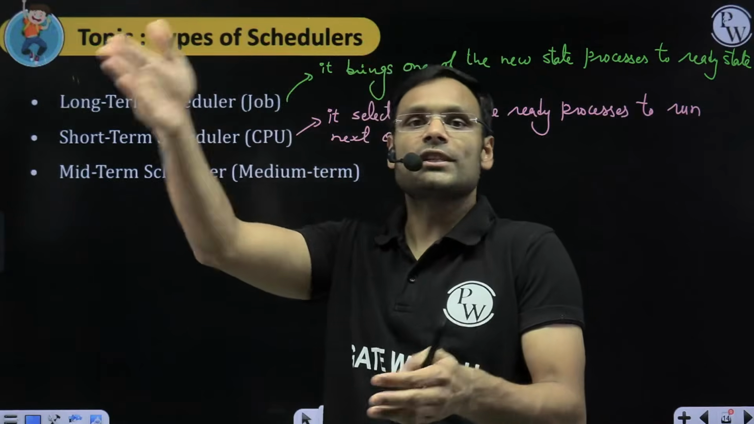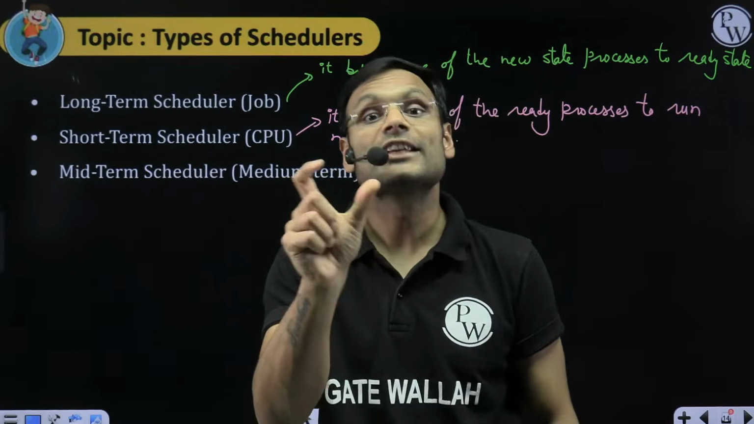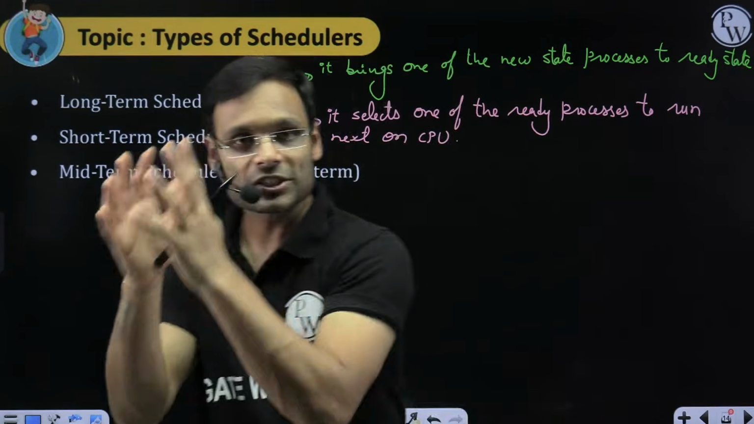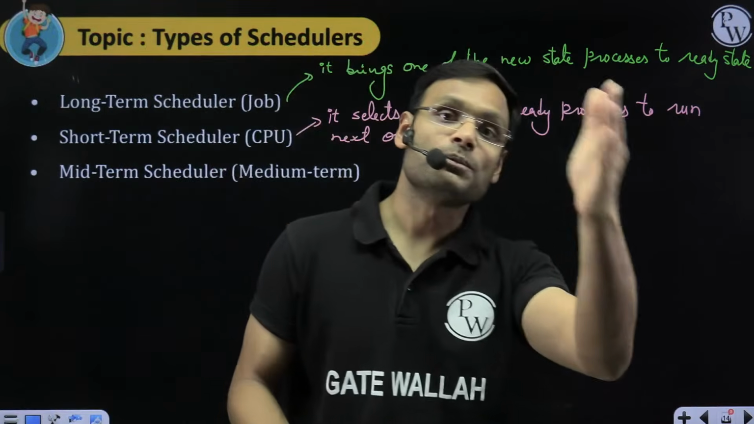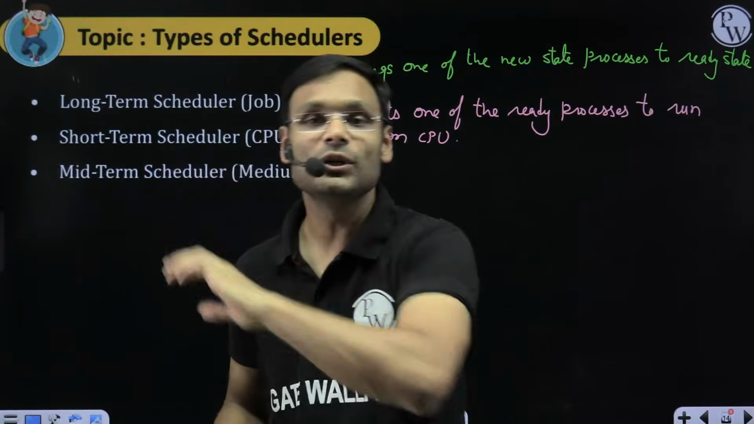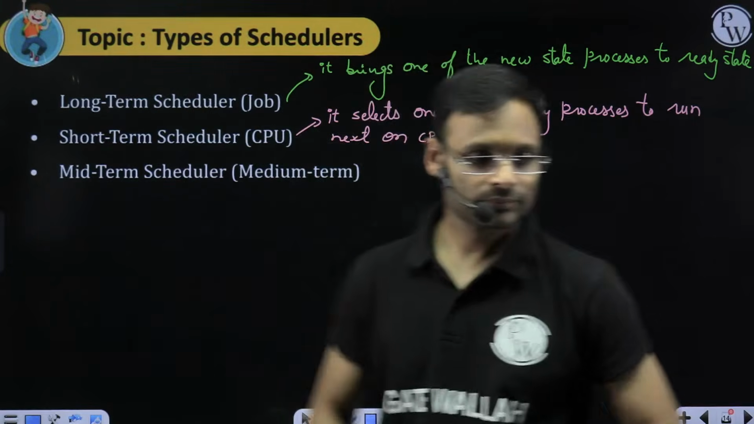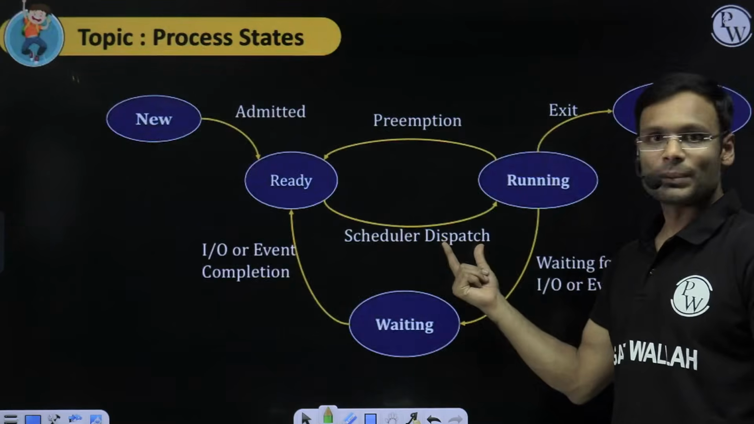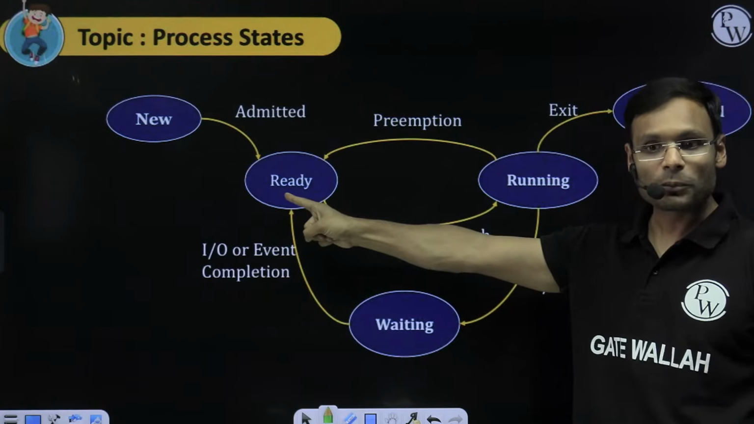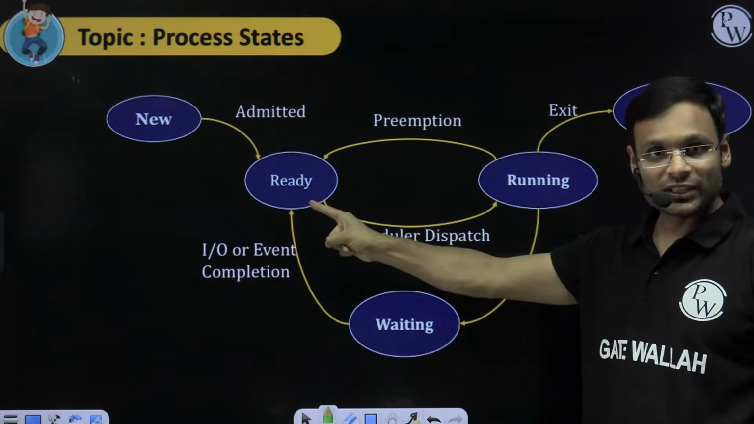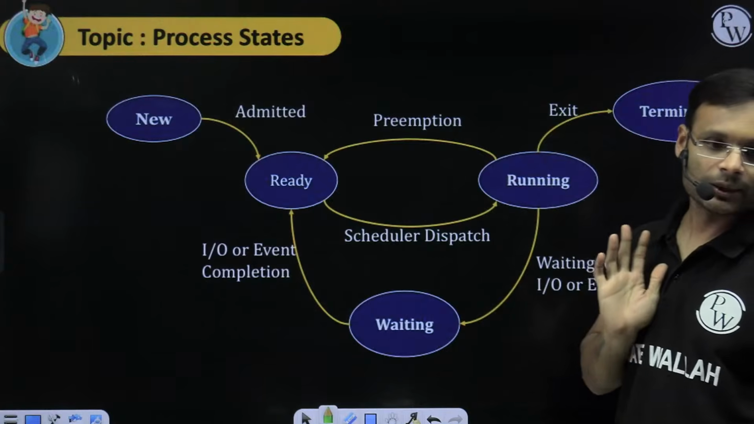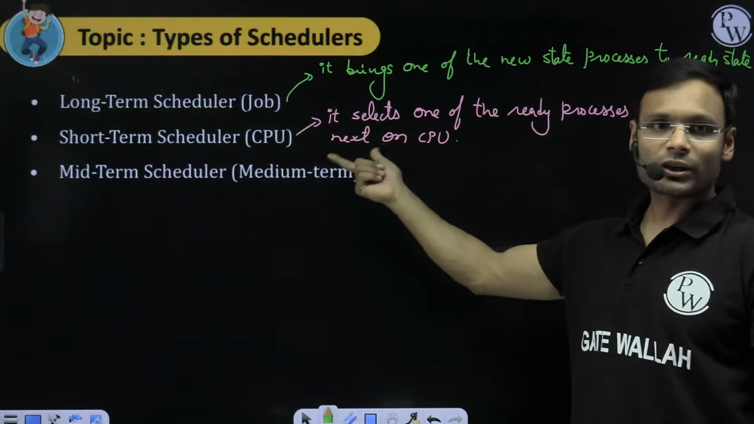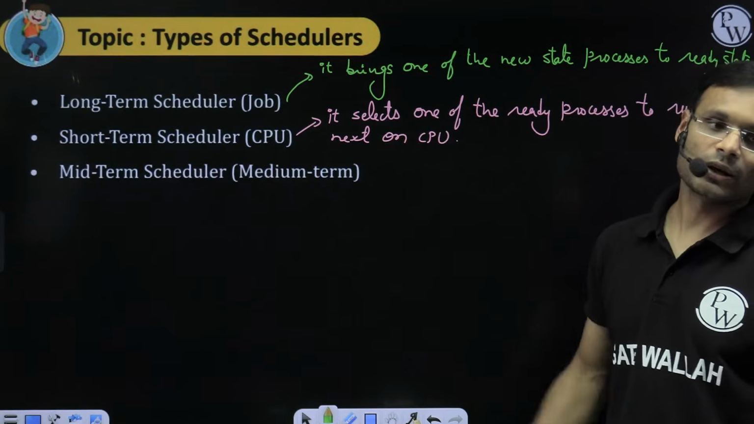The dispatcher takes the process into the CPU. Yesterday I told you main memory, sorry, the CPU. The dispatcher does that context switching work. So the scheduler just selects, and the dispatcher dispatches the process, actually takes the process to the CPU for running. That's why you can see in this diagram, scheduler dispatch. The scheduler will schedule one process from the ready state, selection done, then the dispatcher will take it to the running state. That's how the short-term scheduler and dispatcher work together.